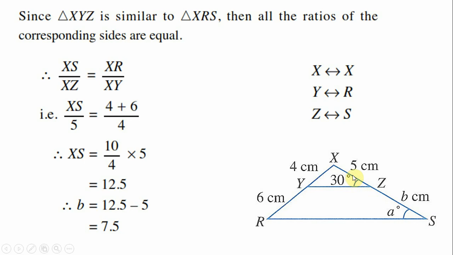Subtract 5 from the total length to get B. B is equal to 12.5 minus 5, that is equal to 7.5 centimeters.